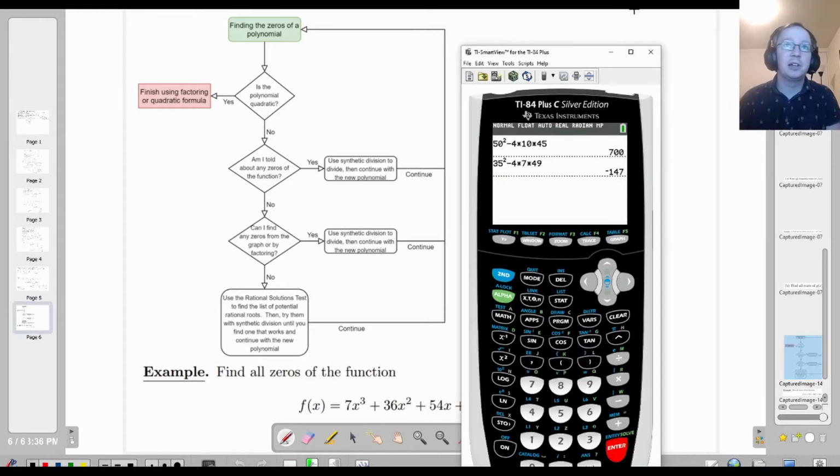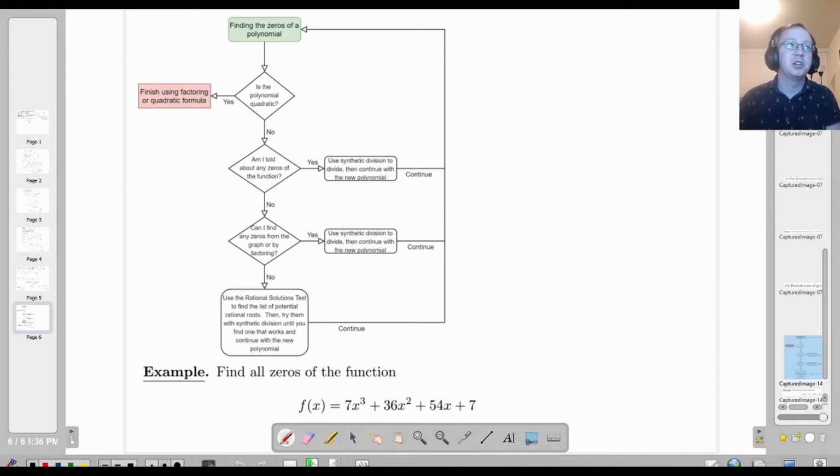Alright, so let's start asking ourselves those questions. So the first question I should always ask myself is: is this quadratic? Nope, it's degree 3. Was I told any zeros of the function? No. Can I find any by factoring? Yeah, no, I don't see any good way to factor this. Or maybe by graphing. Well, I'm less sure of that.